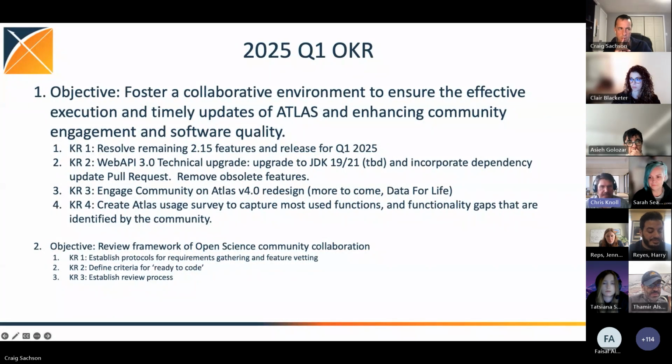Our key result 2 will be the Web API 3.0 technical upgrade, which will involve upgrading to either JDK 19 or 21, which we will determine after more collaborative feedback from the community, and upgrading our dependencies to be very modern versions of all of our dependencies that are in the Java stack. The third key result is to engage our community for an Atlas 4.0 redesign.